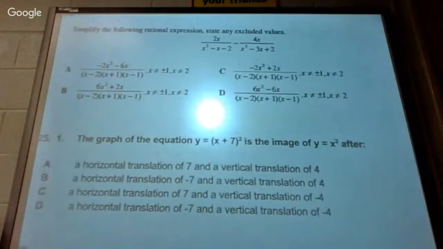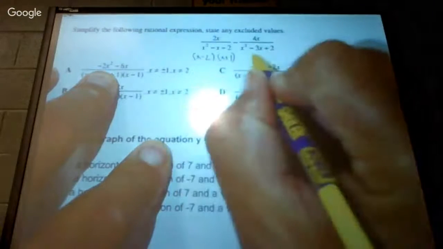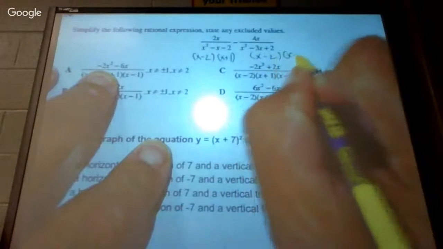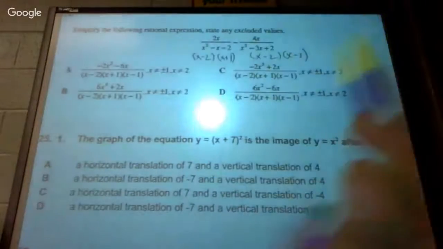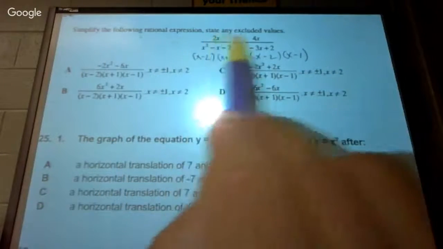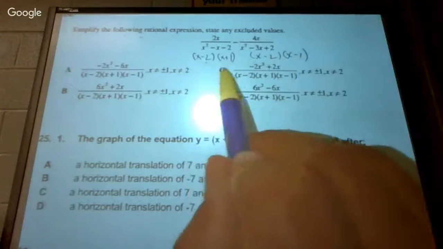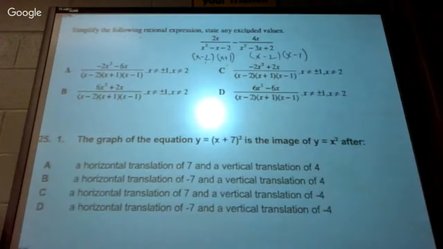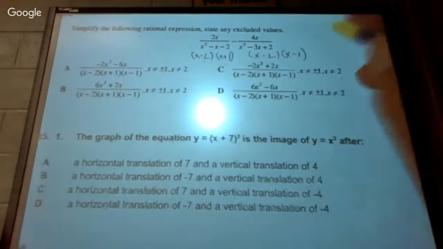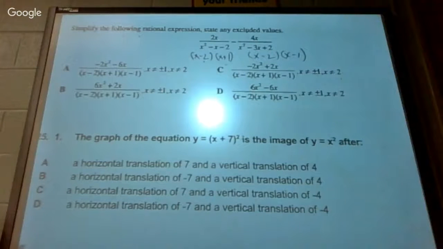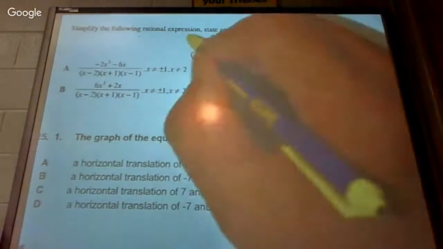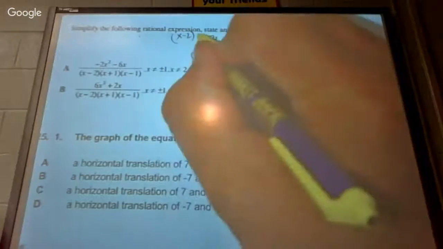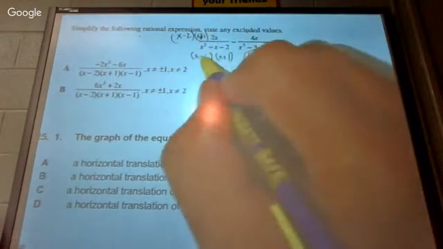We talked about this excluded values forever. We have to factor this. Two sets of parentheses. So that's x minus 2, x plus 1. This one is x minus 2, x minus 1. All right, so the excluded values. It says simplify the following rational expression, state any excluded values. Well, x cannot be 2, -1, or +1. So all these excluded values are the same, so that doesn't matter. However, how do you solve this problem? Well, you take this and multiply it over here. That's -1. And you take this and you multiply it over here.